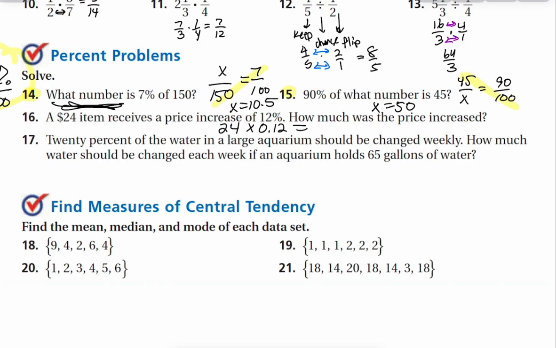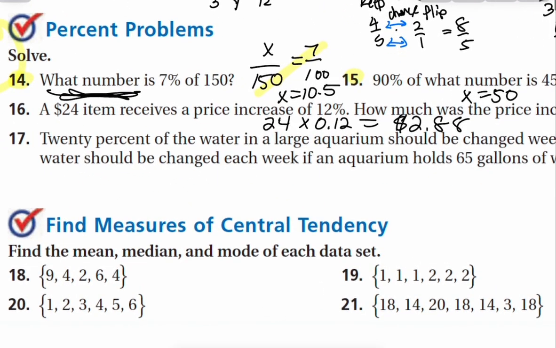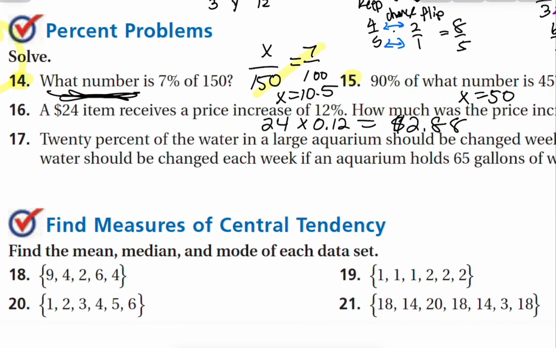Now, be careful how those problems are worded. If those problems say, how much is the price increase? You would put the answer $2.88. And that's what they asked. How much was the price increase? It's $2.88. If they ask, though, how much is the new price? What would be the extra step we would have to take? We would add that back on. Okay, so watch how they ask the question. If it's a price increase, you add it back on. If it's like a discount, you would subtract it off. Okay, now let's go to 17.